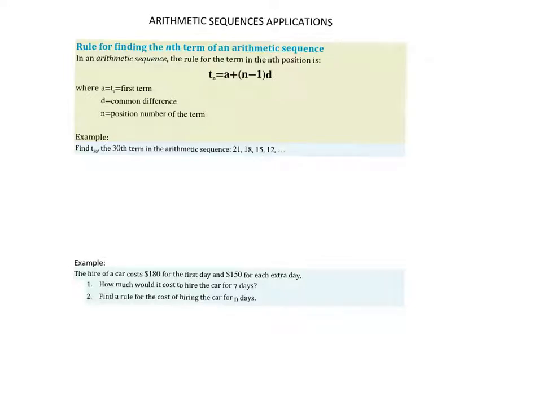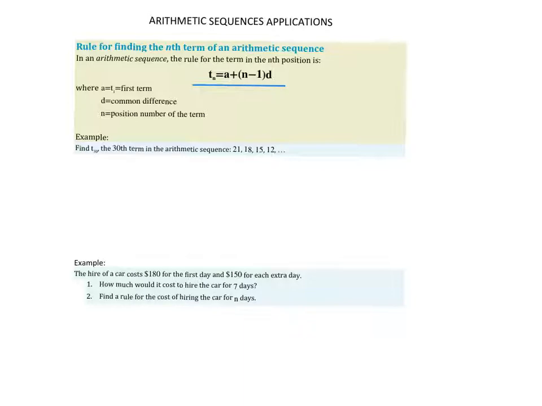Here's a rule that will help us find any term in an arithmetic sequence. So rather than having to use your common difference and just keep going until you get to that term, this rule here, Tn is equal to a plus (n minus 1)d, will do it for us very, very quickly, where a is the first term in the sequence, n is the number of the term that you want, and d is the common difference. Let's put it into practice here.